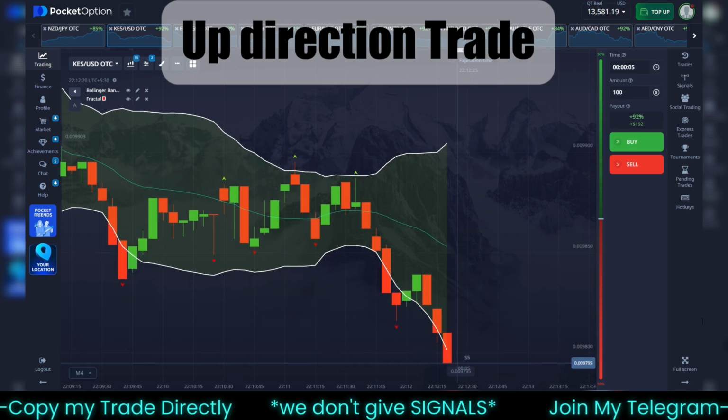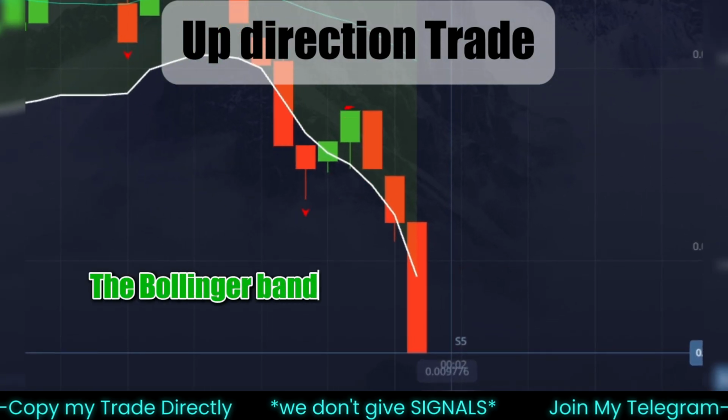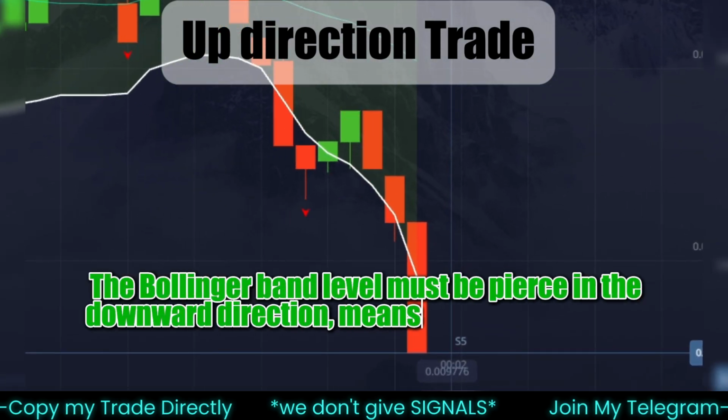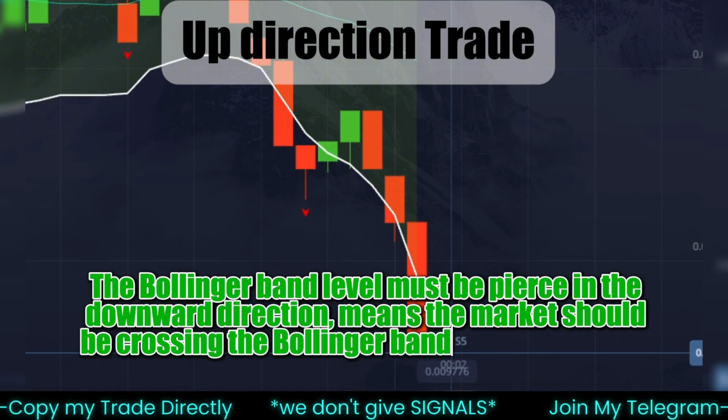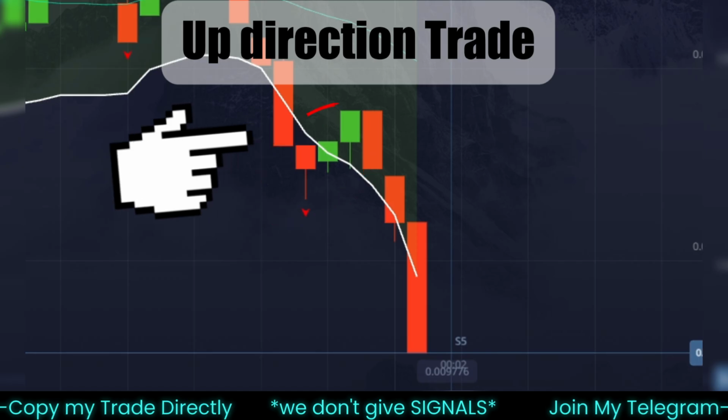I marked this setup because the first thing is Bollinger Band. The Bollinger Band level must be pierced in the downward direction. Means the market should be crossing the Bollinger Band in the downward direction, like it's piercing here.